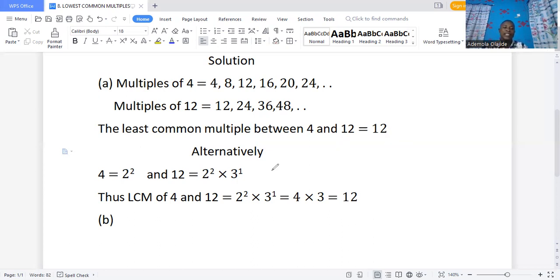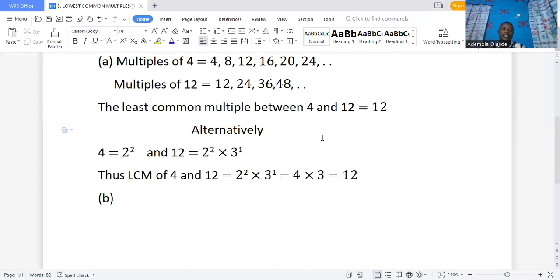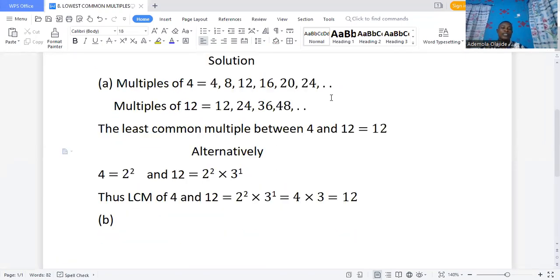Now we can apply this method too to answer question number 2 above. That is question B here, which is 18, 24, and 30. We want to find the LCM of 18, 24, and 30.